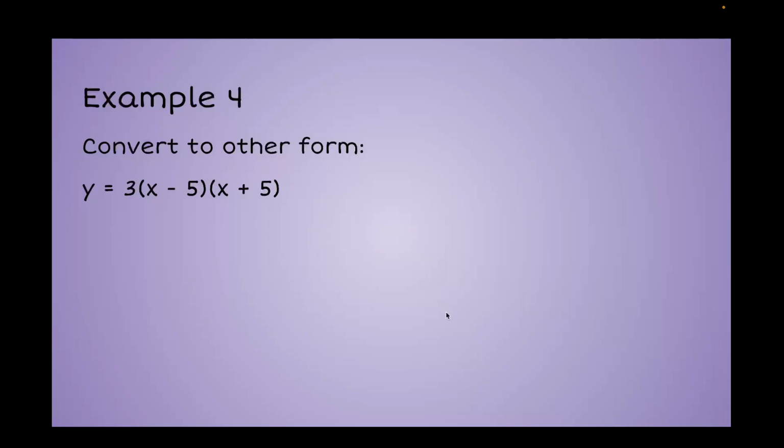Okay. Another example. This one's intercept form, and we want to go back to standard form. This is the one where you distribute in. Here, I'll do it in this order first. So 3 times x is 3x. 3 times -5 is -15. And good, now we just have to distribute these two things together.